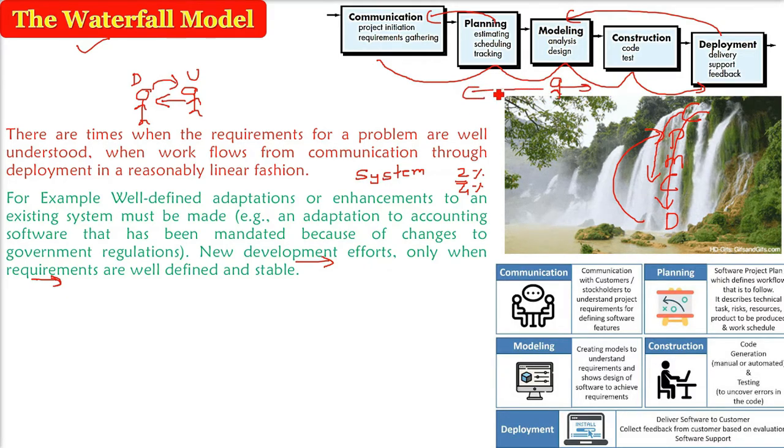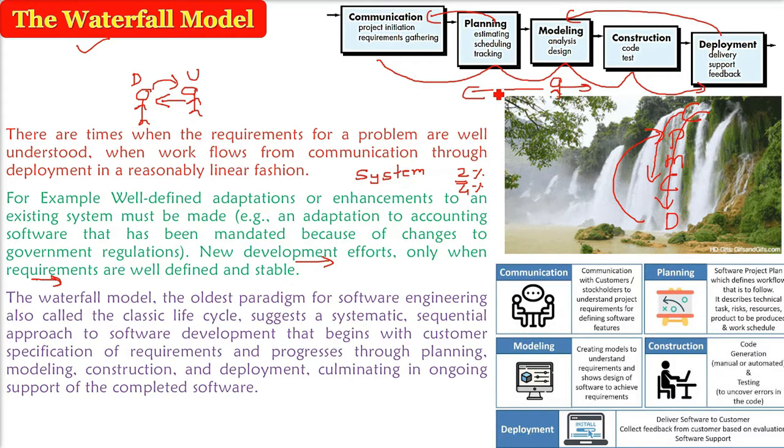You cannot return back. So the waterfall model, which you can imitate using a waterfall, is the oldest paradigm of software engineering. That is why we also call it the classic life cycle model. This model suggests a very systematic means, you know it already, right? You have to start from communication till deployment.